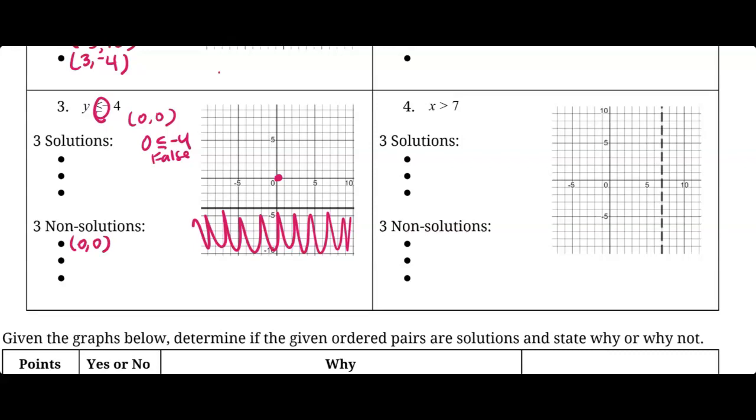While we're there, let's go with some others. So another non-solution would be like (5, 0) or (10, 20), which would be over up here somewhere. If I want to look at some solutions, since my line is solid, I could choose a point on the line, such as (0, -4), or any other point, so (5, -10), or (-5, -5). Those are all points that are solutions because they are within the shaded region or on a solid line.